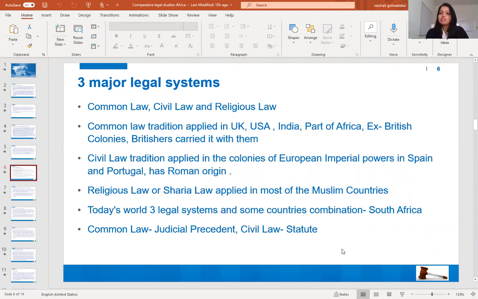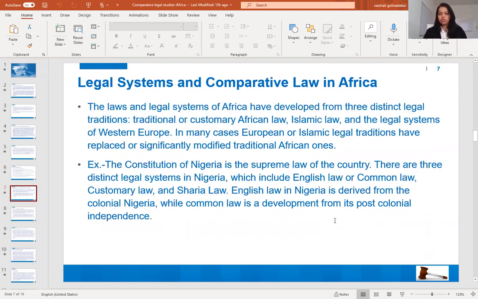Now let us see what is there in Africa. Which law is the base of the African legal system? I'm moving to my next slide. Just read the slide with me. Legal systems and comparative law in Africa. The laws and legal systems of Africa have developed from three distinct legal traditions.